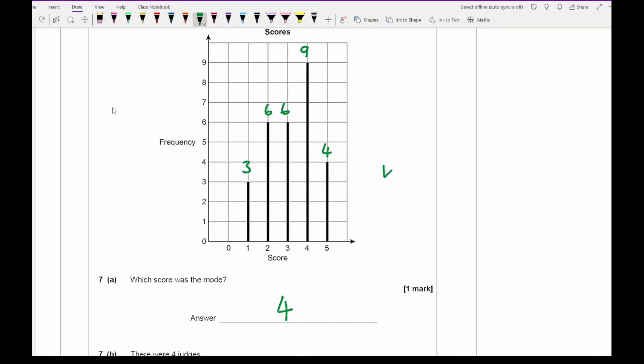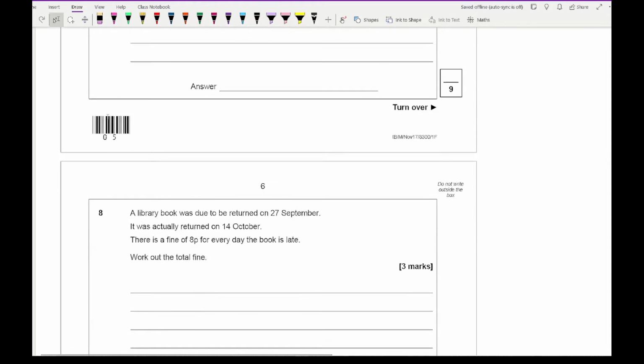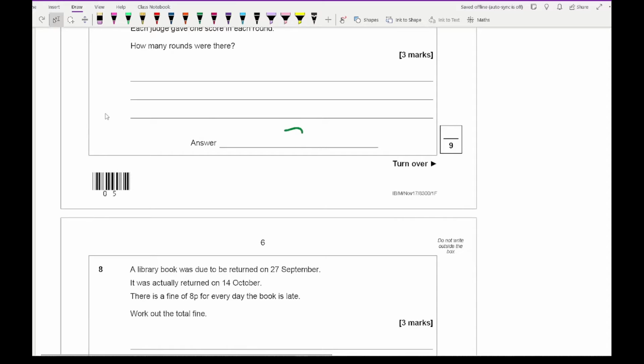So I just need to add, so for part b, add up those numbers. So 3 plus 6 plus 6 plus 9 plus 4 gives me an answer of 28. I then do 28 divided by 4, which gives me an answer of 7. So there are 7 rounds. Let's just write that answer there.